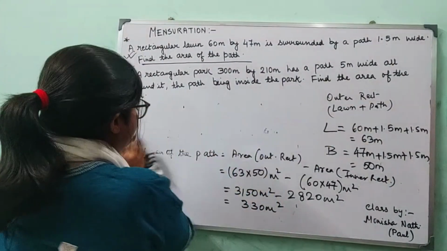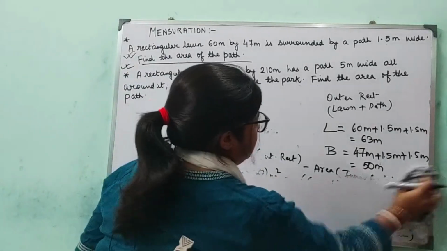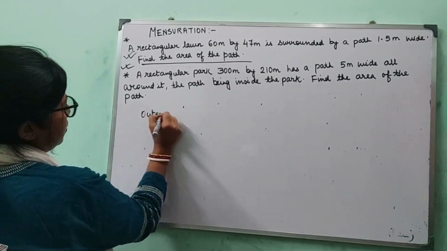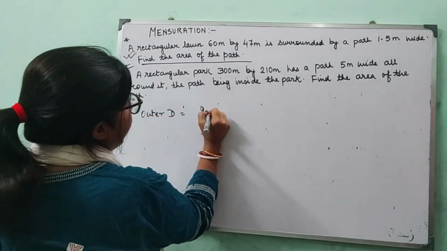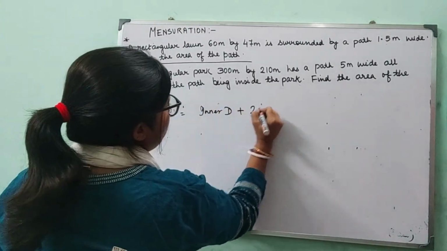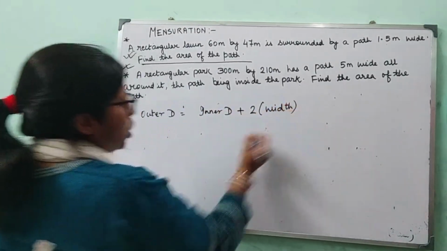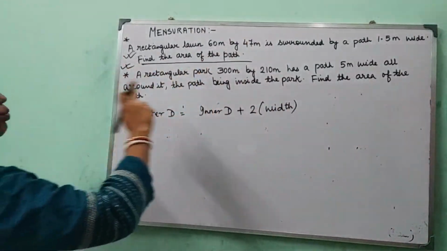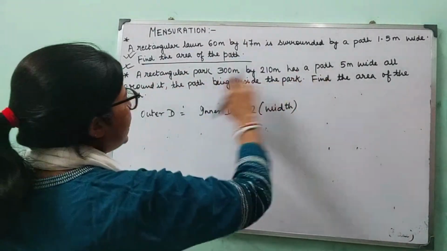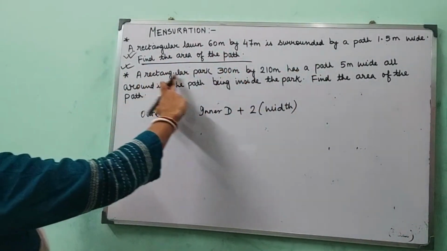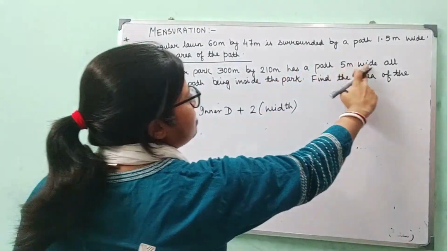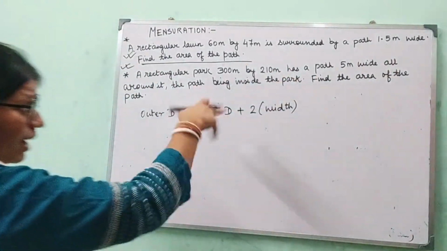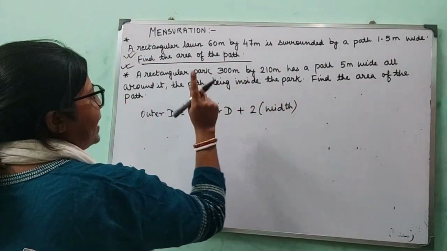I said one particular thing, that outer dimensions is equal to the inner dimensions plus 2 times the width. Now if this is the case for the first sum, in the second sum we know that the dimensions of the outer rectangle are given. So the rectangular park has a path this much wide all around it, the path being inside. That means I have to find the inner dimensions.